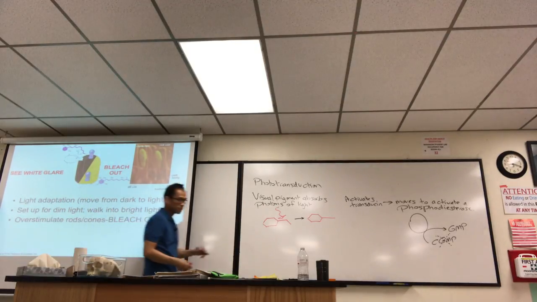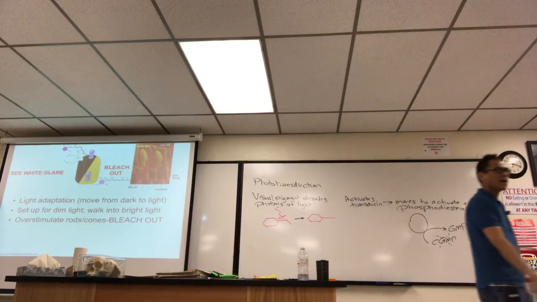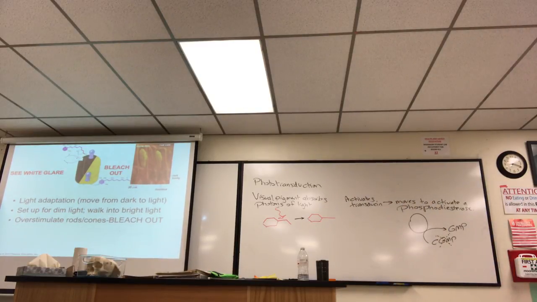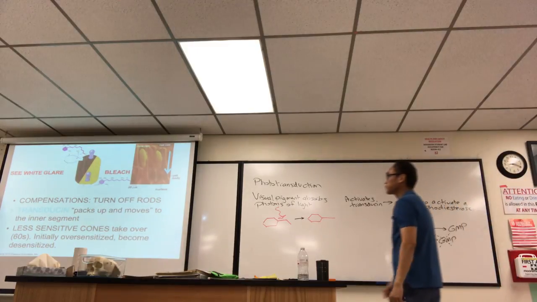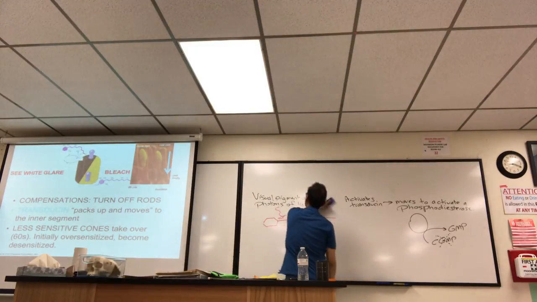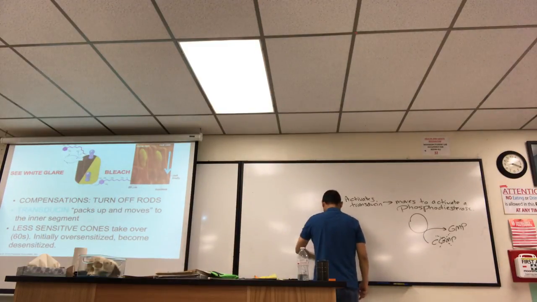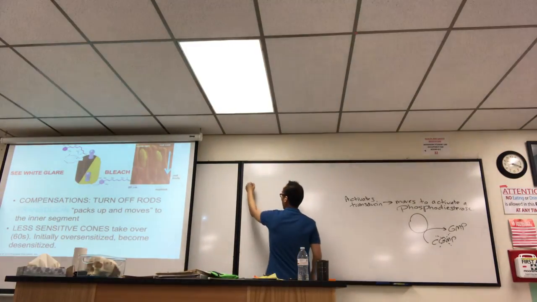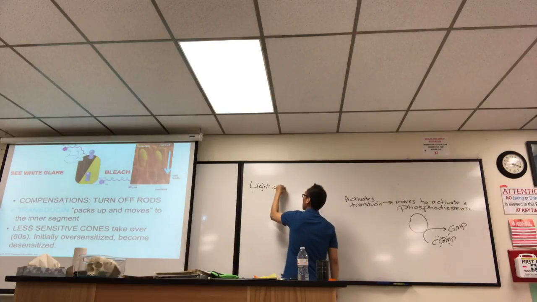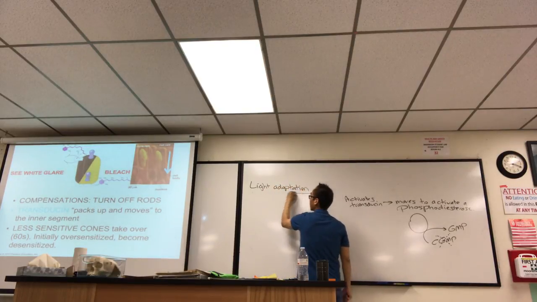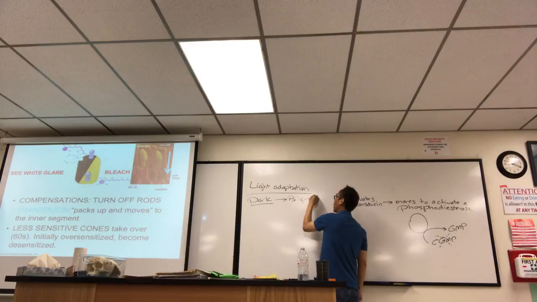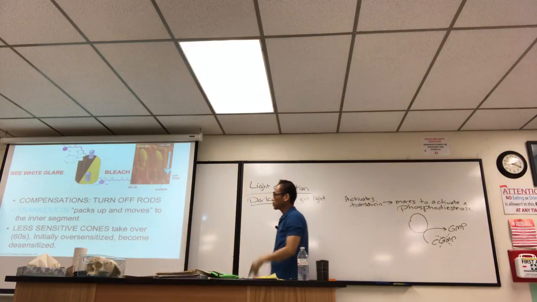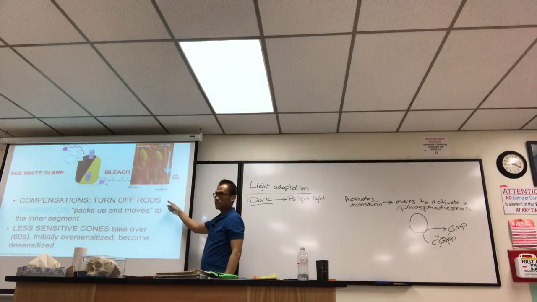And it takes about 60 seconds. Right. Basically, you're waiting for the chromophore to get back with the opsin. Okay. So the compensation is to turn off the rods. So this is for light adaptation. You're moving from a dark room to bright light. You kind of have to make some switches here. So the compensation is turn rods off because they're more for dim light vision.